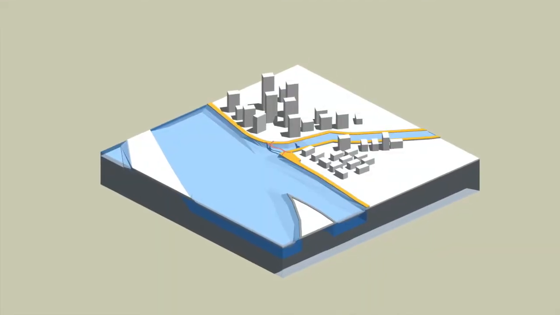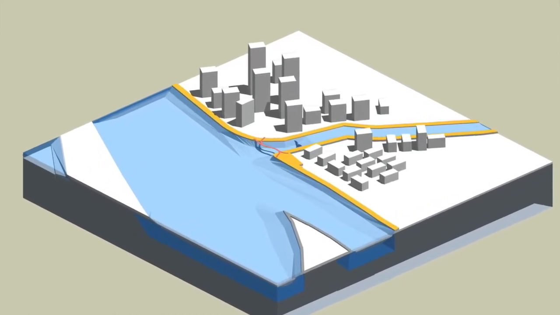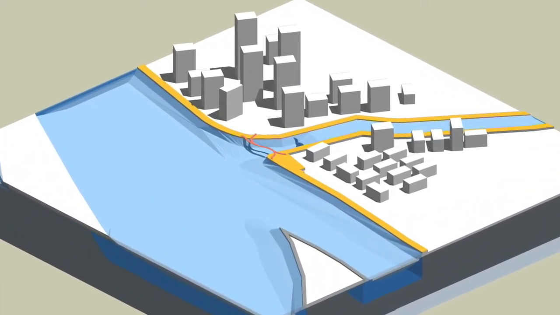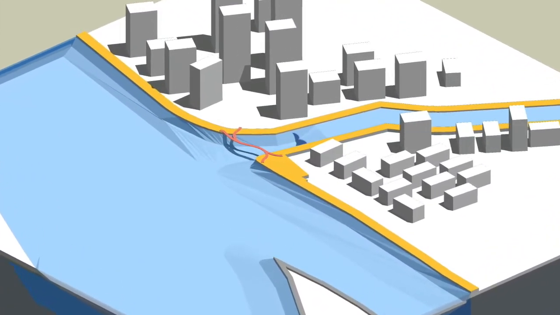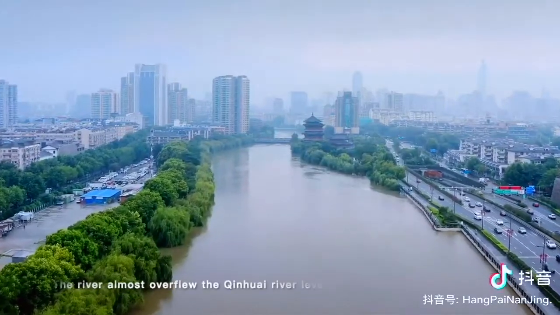During flood season, the water from the Yangtze River will submerge the gauge and overflow into Qinghai River. When the river overflows, levees on both sides of the Yangtze River and Qinghai River will prevent the water from flowing into the city.